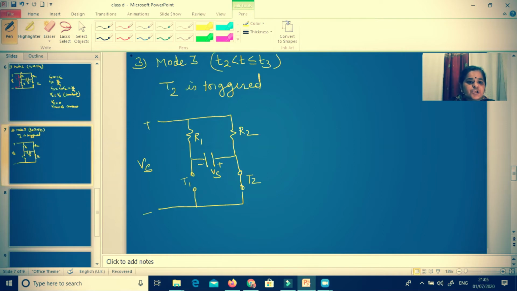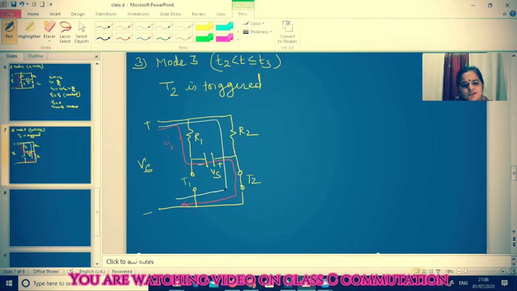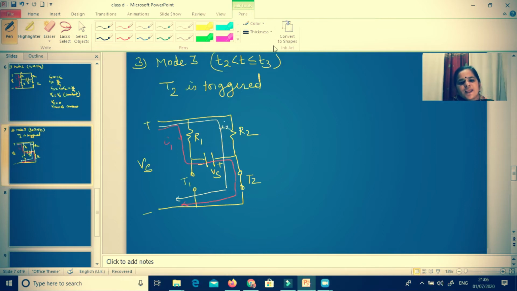Now this is the situation of the circuit. In this case, I1 will flow like this, which I have shown with the red color, and I2 I will show with white color. So I2 will flow like this. I2 is passing through T2 and R2, so that will be Vs by R2. And I1 is the current which is passing through the capacitor also, so I1 is equal to IC.